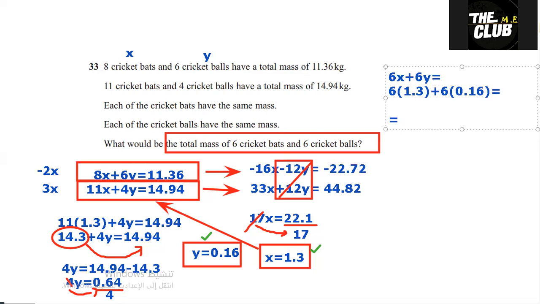And the answer will be equals, yes, that's right here. So let's use a calculator. 6 bracket 1.3 plus 6 bracket 0.16. Bracket. And the total number will be 8.76 kilograms, of course. And this is how you answer a question like this.